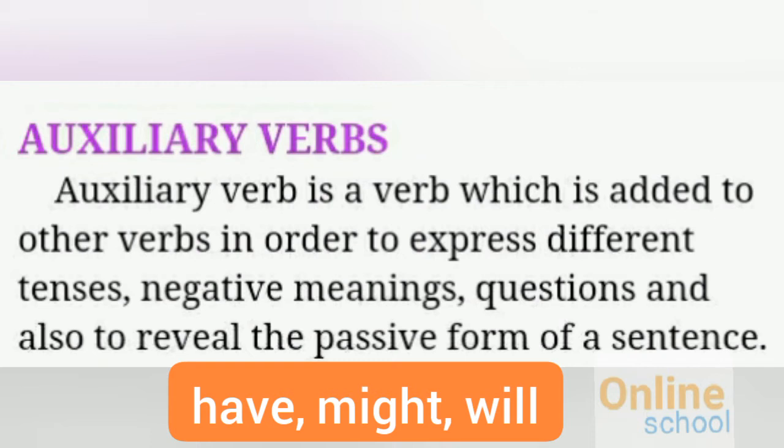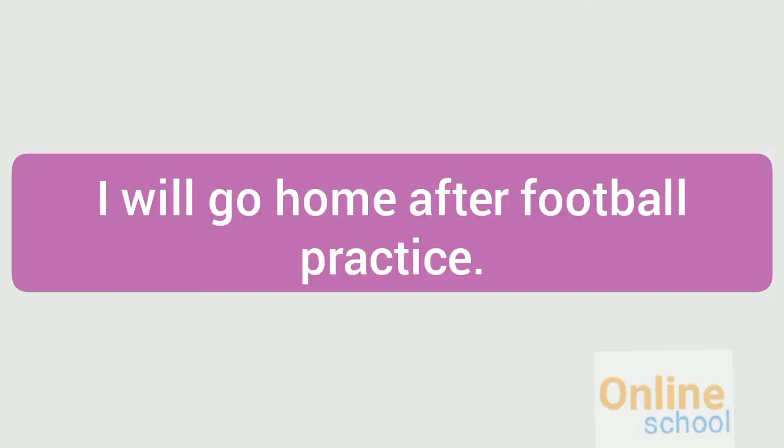The auxiliary verb examples in sentences: I will go home after football practice. Here, the auxiliary verb will is telling us that the action of the main verb go is going to take place in the future, after football practice has ended.